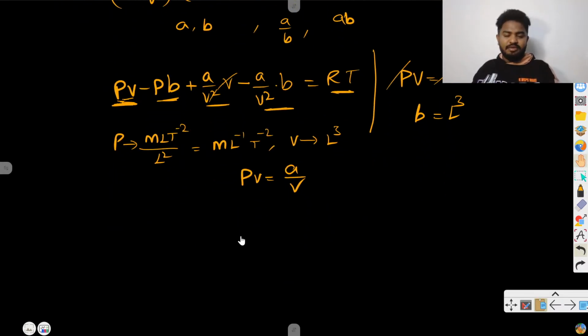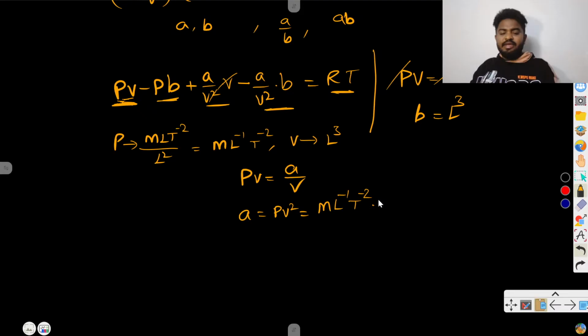So now here, if you observe carefully, for P, I want A. I want the dimensional formula for A. A is equal to PV square. P in the sense M L to the power minus 1 T to the power minus 2, and V square in the sense L to the power 6. So M L to the power 5 T to the power minus 2 is the dimensional formula of A. And B, right? Now they'll ask you the A by B value.